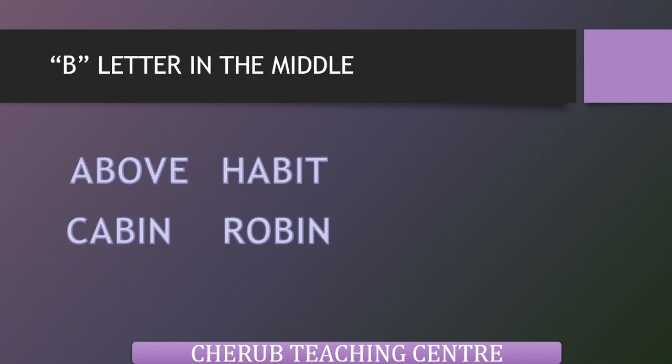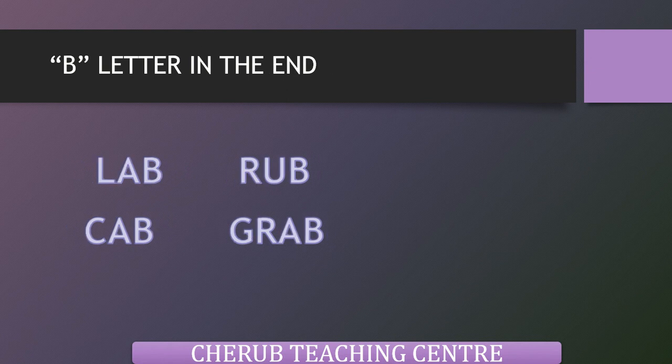And now let's go with the B letter in the middle. In the middle, when B comes, your lips are going to be closed, so it comes like above. Then habit. Then cabin, and finally robin. Now if I talk about the B letter at the end, it comes like lab. When the B letter moves towards the end, your lips close finally. So it comes like lab, then rub, then cab, and finally grab, and then crab as well. So there are lots and lots of words that we use on an everyday basis.